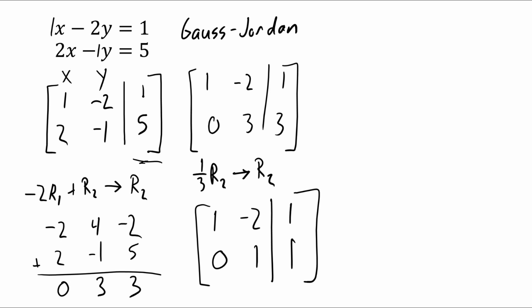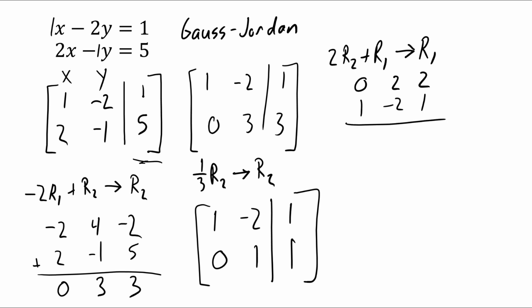But same basic steps. So now we'll have one more step, and that's going to be 2 row 2 plus row 1. It's going to give us the new row 1. All right, so 2 row 2, that's 0, 2, and 2. And then plus row 1, so that's 1, negative 2, 1. Add those together, we'll get 1, 0, and 3. So our final matrix is 1, 0, 3. That was our new row 1. And then our previous row 2, 0, 1, 1.